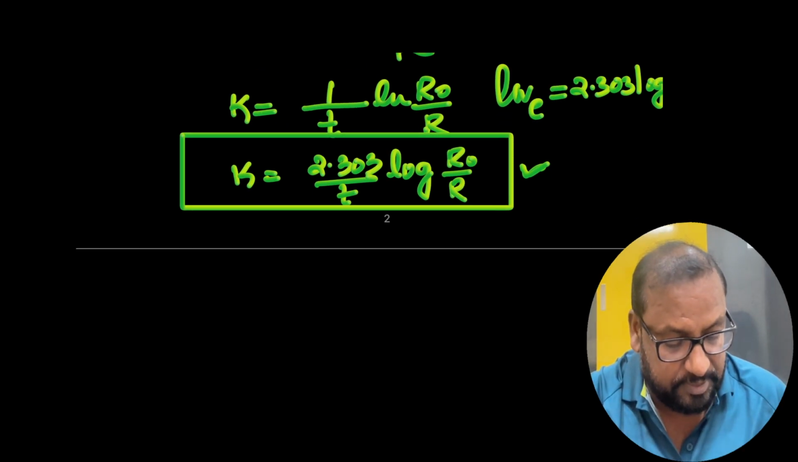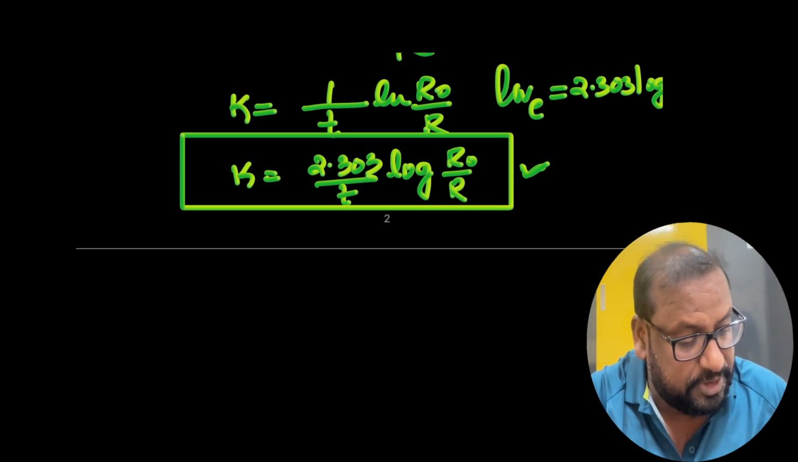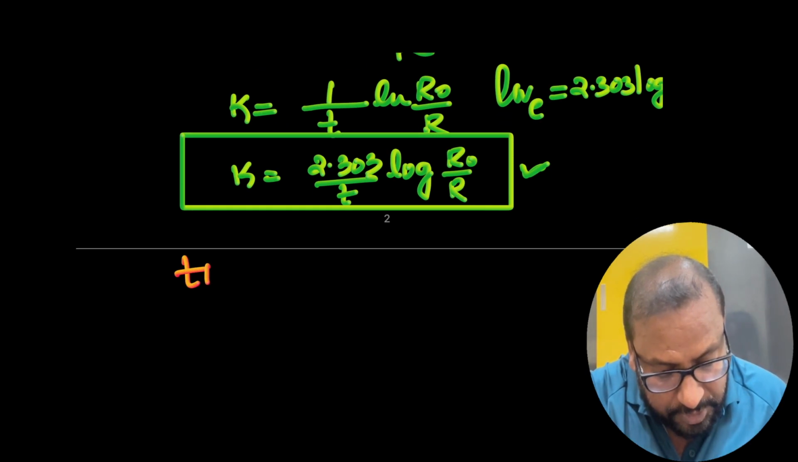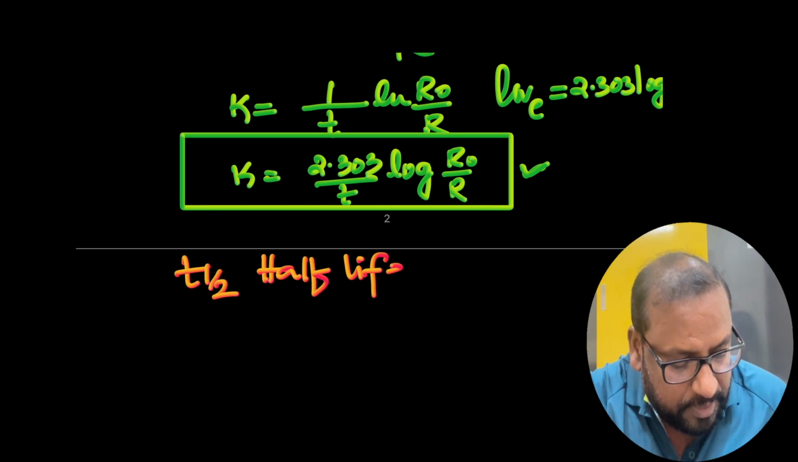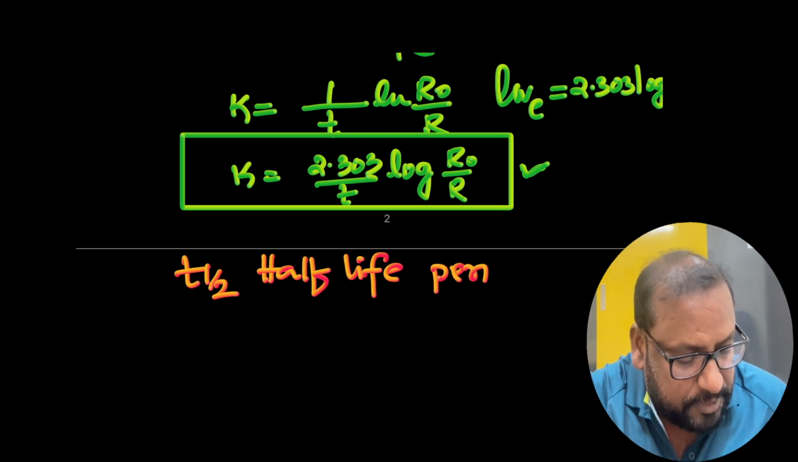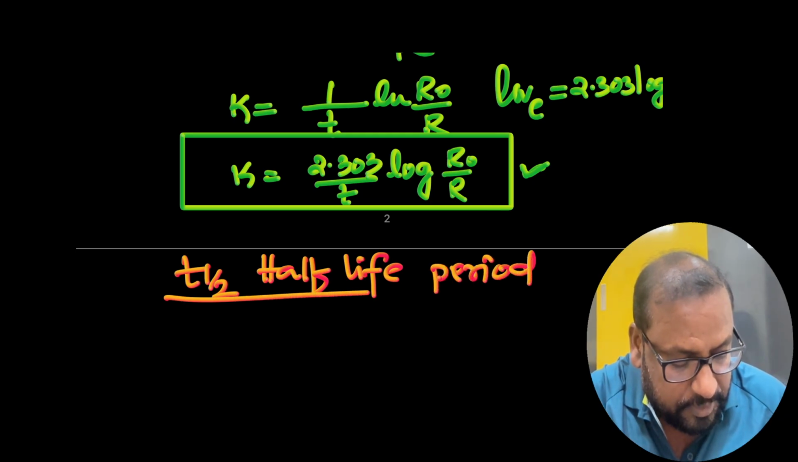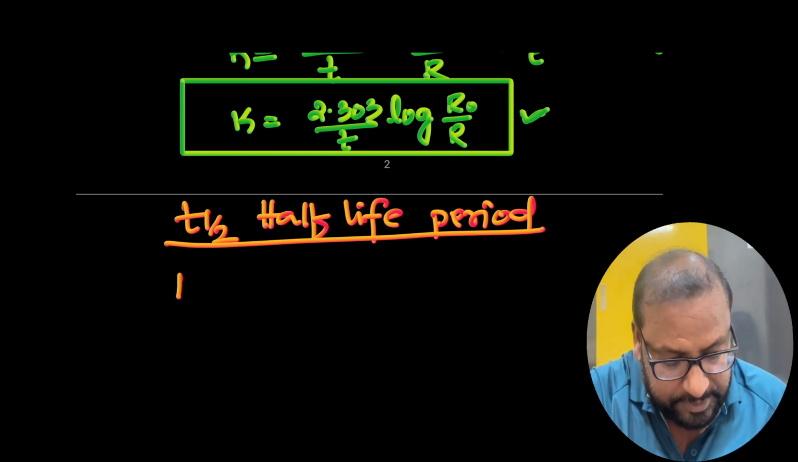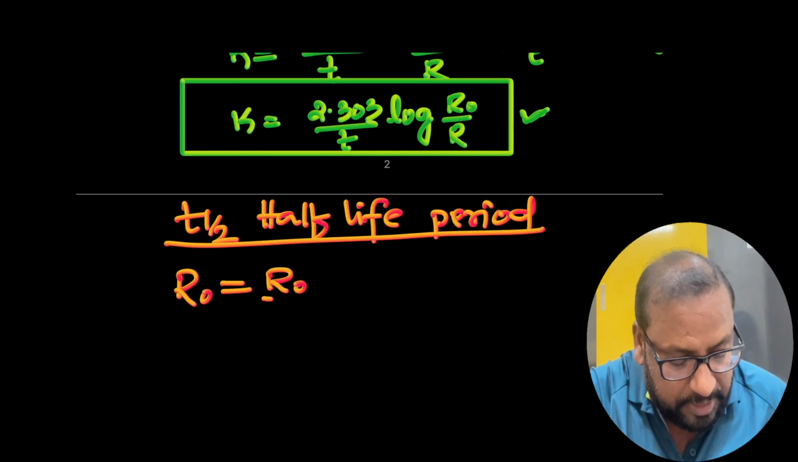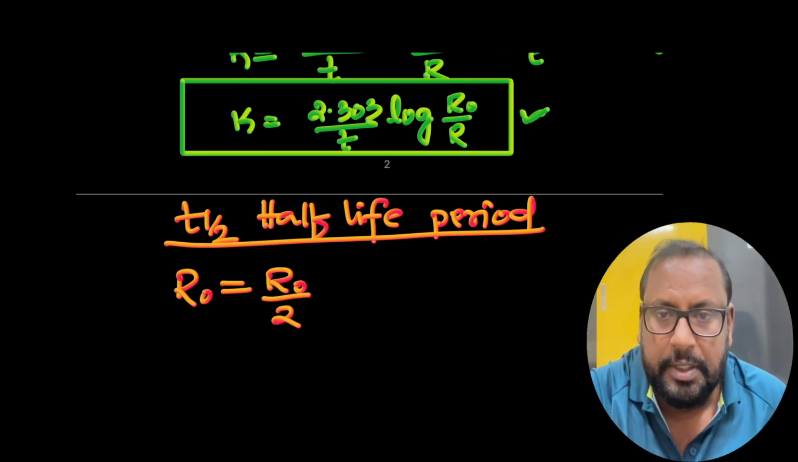Okay, so let us talk about t half, the half-life period of the first order reaction. This is also another important case here. So half-life period means the time taken for R0 to become R0 by 2 is called t half time.